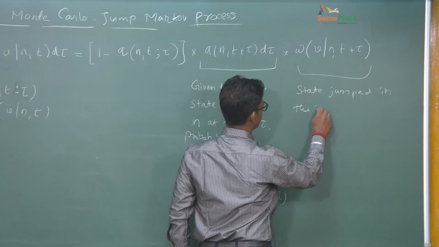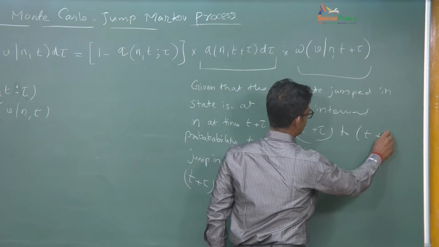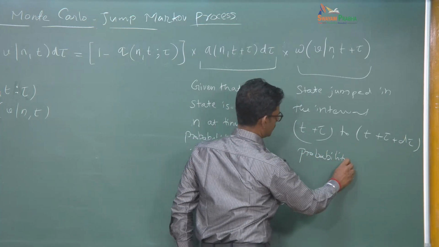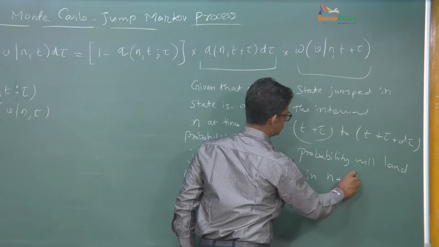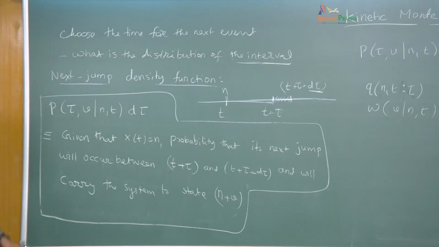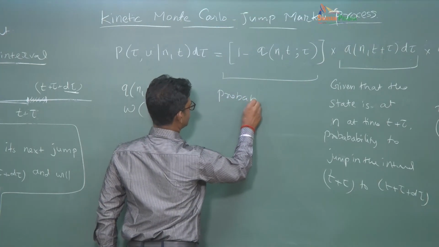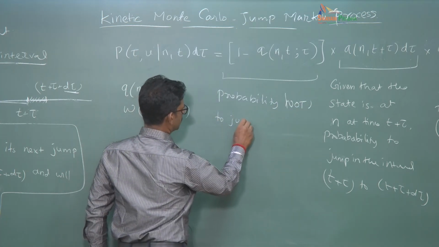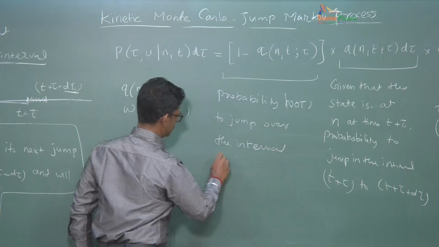Now here, the state jumped in the interval t plus tau to t plus tau plus d tau, and the probability that it will land in n plus v, and this is going to be the probability not to jump over the interval t to t plus tau.